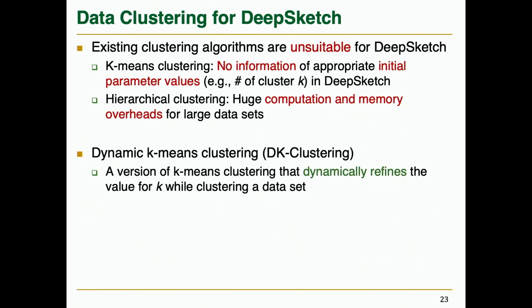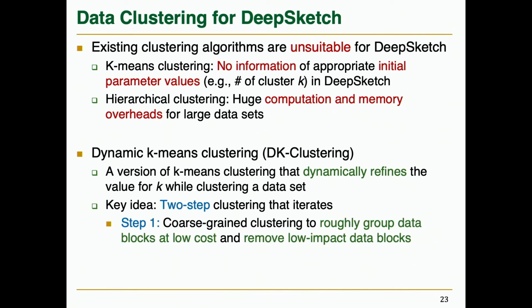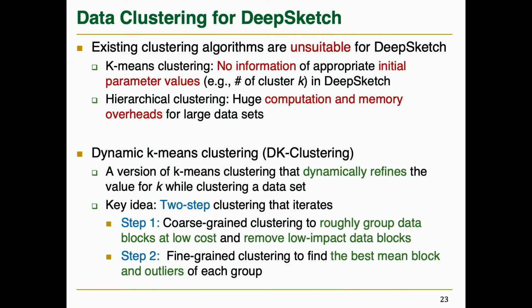So we propose dynamic k-means clustering, in short DK clustering, a version of k-means clustering that dynamically refines the value of k during clustering. The key idea is to iterate 2 steps until the clustering converges. At a high level, the first step roughly groups the data blocks at low cost while removing low-impact data blocks that have no similar blocks within the dataset. Then the second step finds the best mean block of each cluster and unlabels the outliers that are not similar enough to the cluster's new mean so that they can be clustered again in the next iteration.